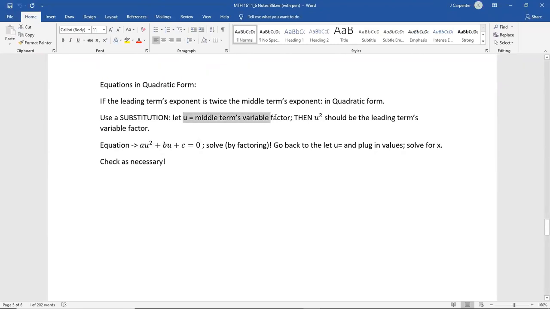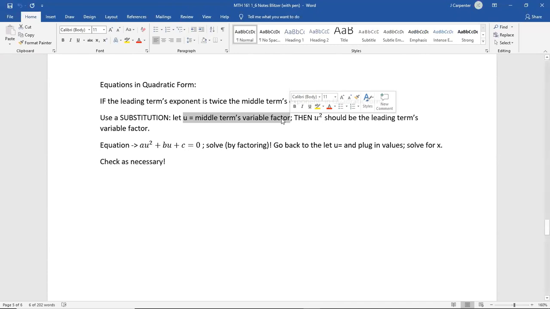So you let u be the middle term's variable factor. Now, these middle terms usually have coefficients to them. What I'm saying is ignore the coefficient for this part. So if the middle term was 5x to the 10th, you would say let u equal x to the 10th. You wouldn't have the 5 as part of that.